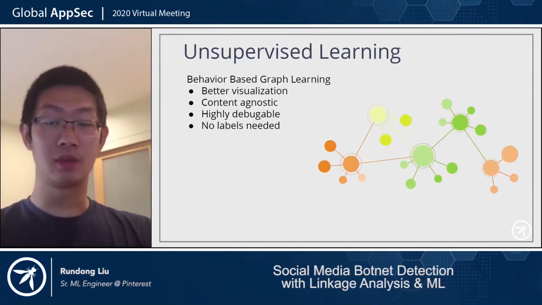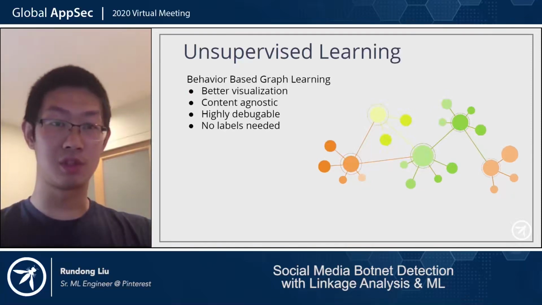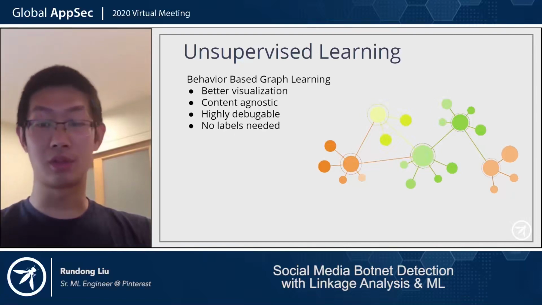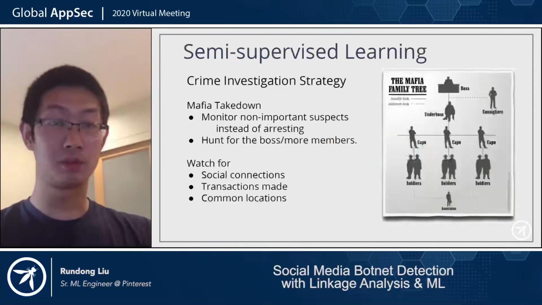But in reality, during our long-term spam fighting, we do collect a lot of labels. So how can we utilize those labels efficiently as well? So next part, I will introduce a semi-supervised model.